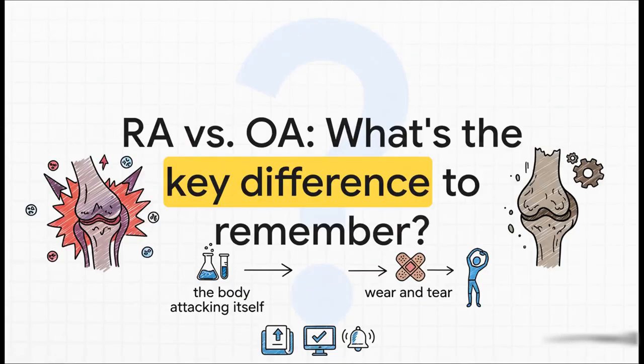And for our final question, what is that one fundamental difference between RA and OA? It's that core concept, right? Osteoarthritis is wear and tear, but rheumatoid arthritis is an autoimmune disease where the body is attacking itself. That single distinction explains everything about why the treatments are so wildly different.